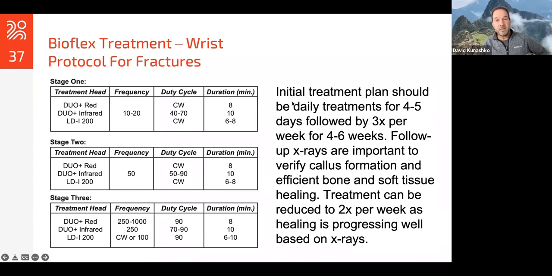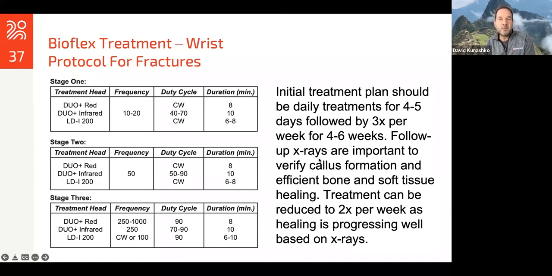By the way, when you increase the duty cycle, you're increasing the dosage. So that occurs from stage 1 to stage 2. Notice the long duration, 8 minutes, 10 minutes, as opposed to 6 minutes and 10 minutes. These are for the large dual arrays, not the laser probe. I'll talk about that shortly.